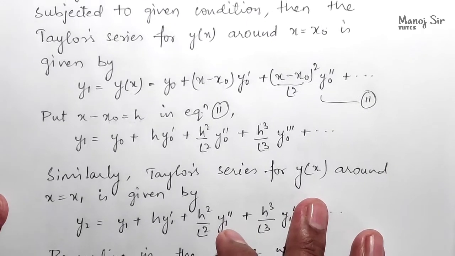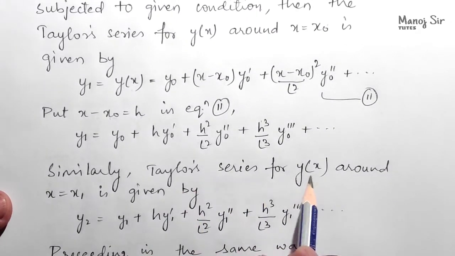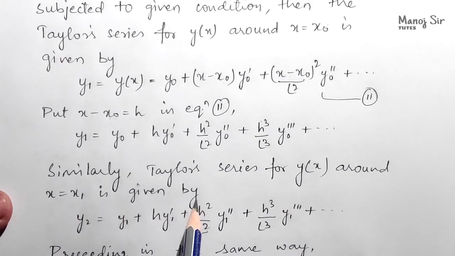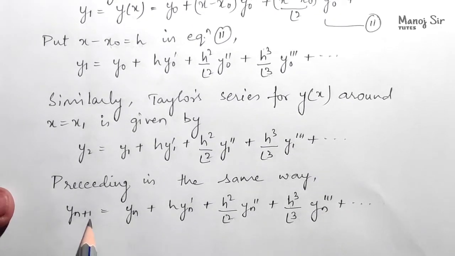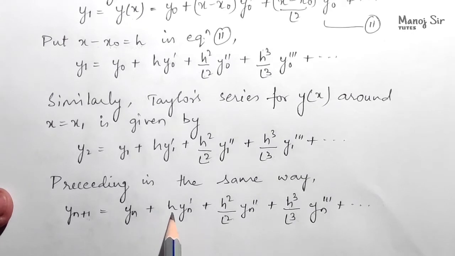Similarly, the Taylor series for y(x) around x = x1 is given by, if you want to find y2, then we will put y1: y1 + h y1' + (h^2 / 2!) y1'' + (h^3 / 3!) y1''' + and so on. Proceeding in the same way, you can find y(n+1) = yn + h yn' + (h^2 / 2!) yn'' + (h^3 / 3!) yn''' and so on.